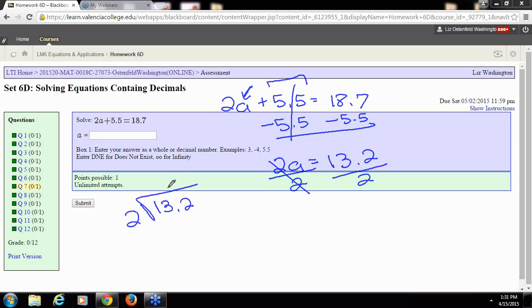I'm going to go ahead and put my decimal up in my answer. 2 cannot go into 1, but it can go into 13 6 times, which will give me a 12 and a remainder of 1. Bring down my 2. 2 goes into 12, again, 6 times. And again, I already put my decimal in my answer, so now my final answer is 6.6.